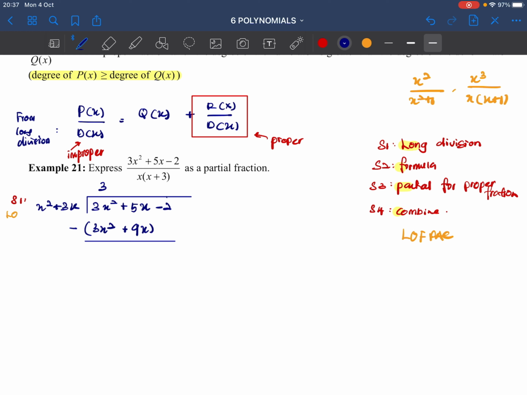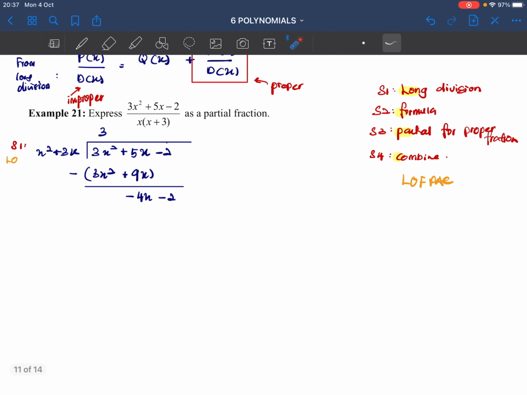Sorry. So now 3 minus 3 is 0. 5 minus 9, we have negative 4x. Bring down minus 2. Now, as you can see, the degree of your remainder is less than the divisor, so you should stop. This will be your remainder. When the degree is less than the divisor, we stop our long division and then express it using this formula, the expression of our long division. That is the second step, which is to use the formula. So now we have P(x) over D(x), which is the real question.